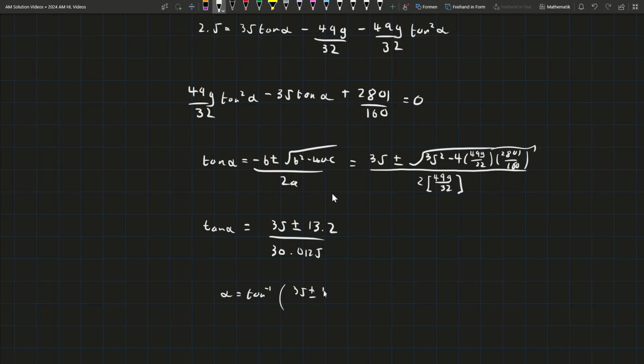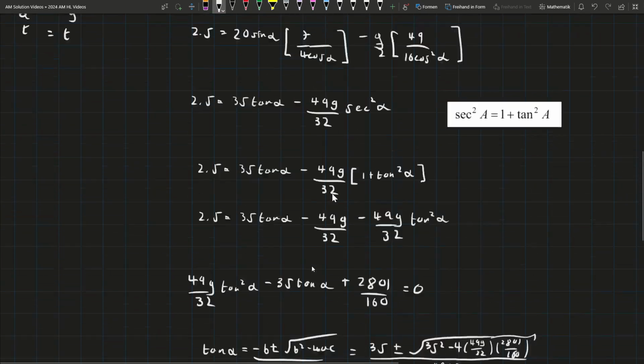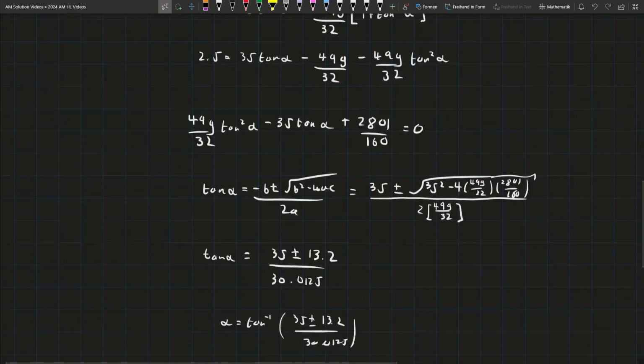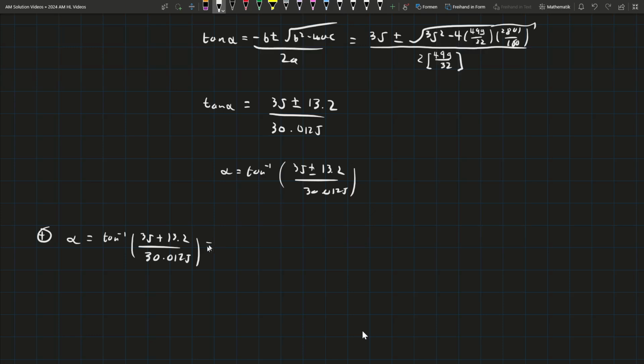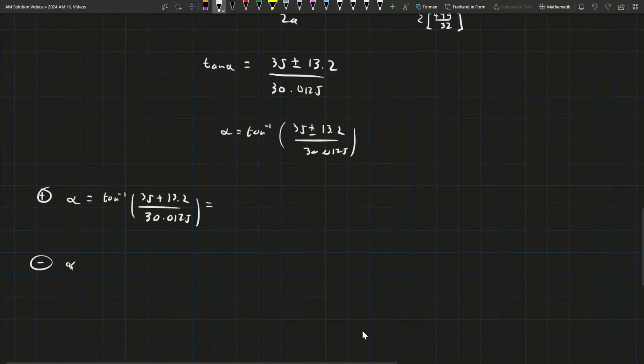So 35 plus or minus 13.2 over 30.0125. We're asked to find the angles, so the values of alpha. So we're expecting two answers because we have the plus and minus anyway. So let's go for the plus option. We have alpha is going to be the tan inverse of 35 plus 13.2 over 30.0125, which is equal to whatever. And then we'll do minus: alpha equals tan inverse 35 minus 13.2 over 30.0125. Put those into your calculator.